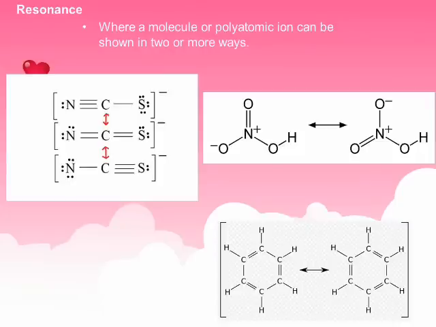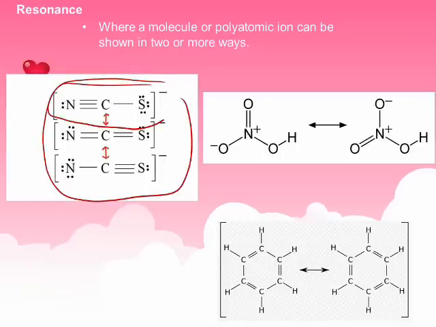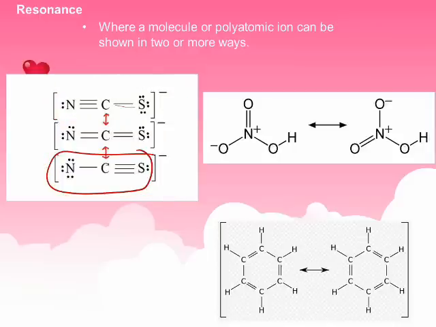Resonance is where a molecule or polyatomic ion can be shown in 2 or more ways. For example, we have a molecule here. This is a polyatomic ion. But we can draw it, like in the first case, with a triple bond and then a single bond here. And notice where the electrons are. Or we can draw it with 2 double bonds and notice where the electrons are. Or we can draw it with a triple bond connected to the carbon and the sulfur. So that's resonance. That's where you can make a molecule in more than one way.